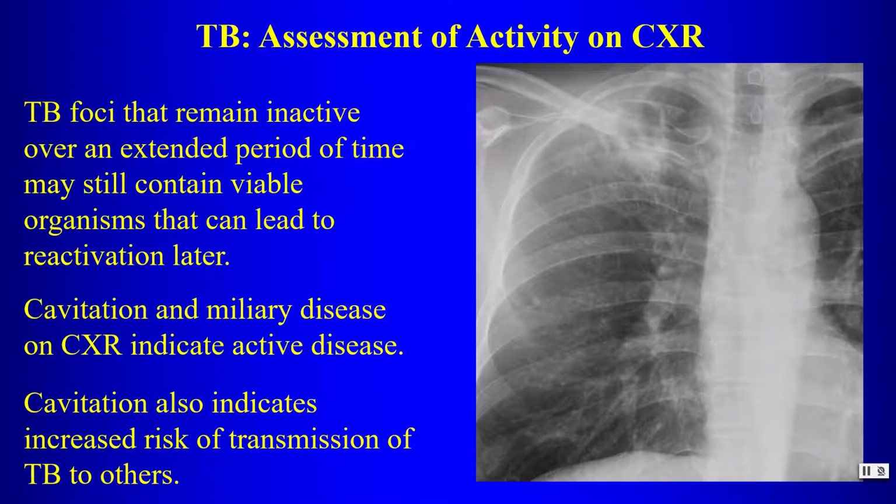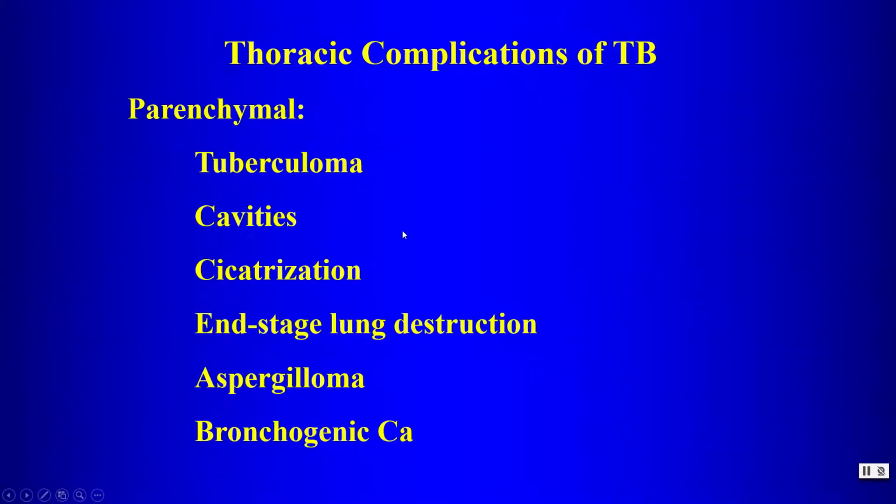So cavitation and miliary disease are definite evidence of active disease on chest radiograph. So we have cavitation here in the right upper lobe. If we do see cavitation and we believe it's from active TB, you do want to isolate that patient until the patient is adequately treated.